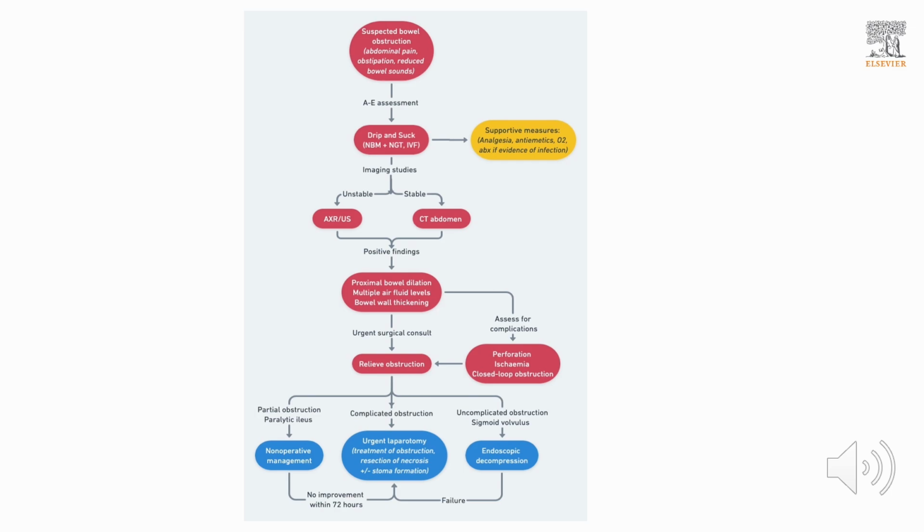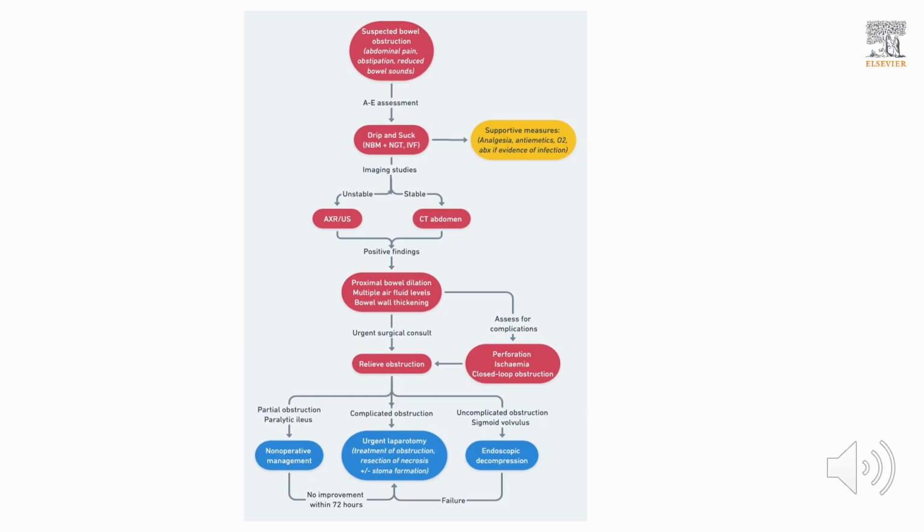Imaging studies should be performed. In a stable patient, it is appropriate to obtain a CT abdomen, as this is the most accurate and gold standard imaging to diagnose both bowel obstruction and the location and characterization of pathology. But in the unstable emergent setting, an abdominal X-ray or an ultrasound can be performed. If there are findings suggestive of bowel obstruction, such as proximal bowel dilation, multiple air fluid levels, and bowel wall thickening, an urgent surgical consult is advised. The patient should also be assessed for any complications such as perforation, ischemia, or closed loop obstruction, which are surgical emergencies.